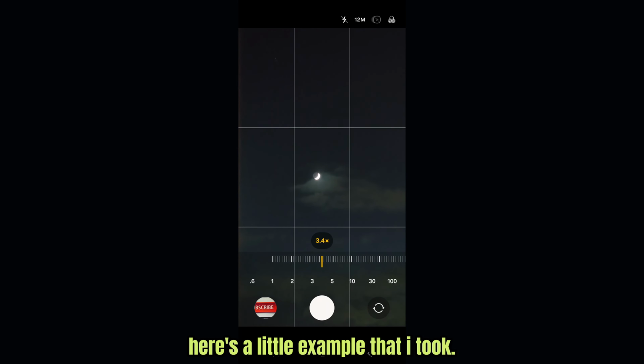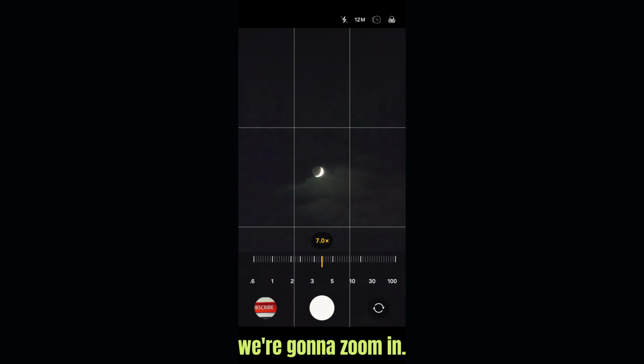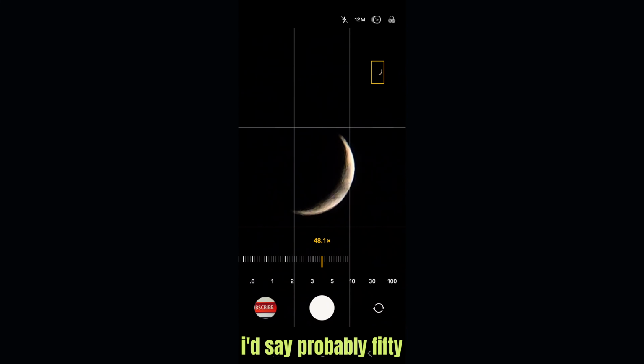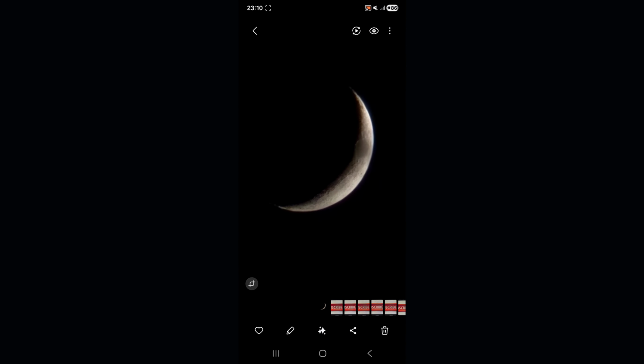Here's a little example that I took. Okay, so we got the moon right there. We're gonna zoom in. I'd say probably 50 times is enough. Look at that.